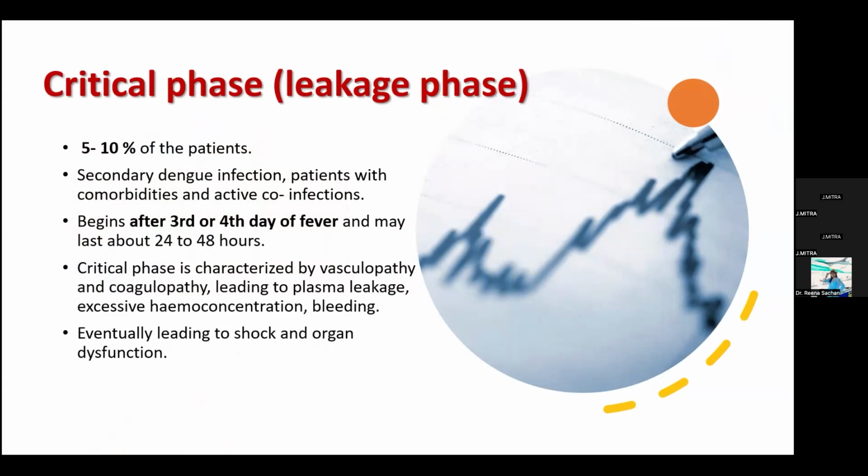This phase begins after 3 to 4 days of fever and lasts for about 20 to 48 hours. The critical phase is characterized by vasculopathy and coagulopathy, leading to plasma leakage, excessive hemoconcentration and bleeding. In this phase, the hematocrit value is seen to be rising. Eventually, that may lead to shock and organ dysfunction, and that may lead to fatal situations.